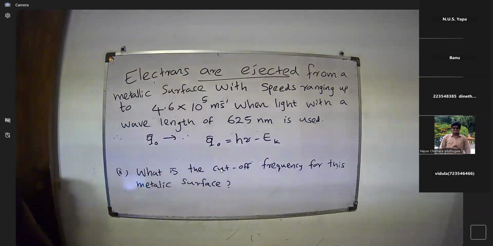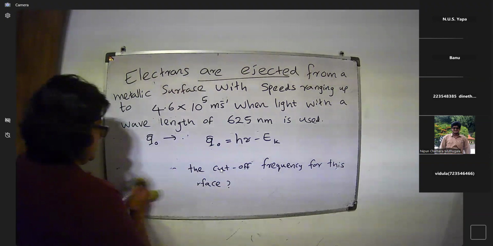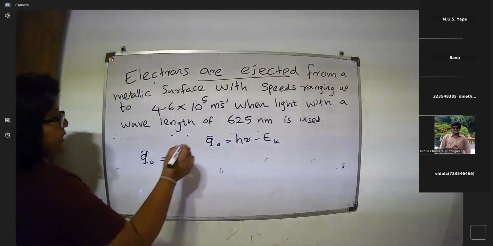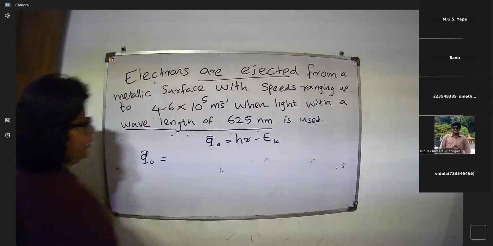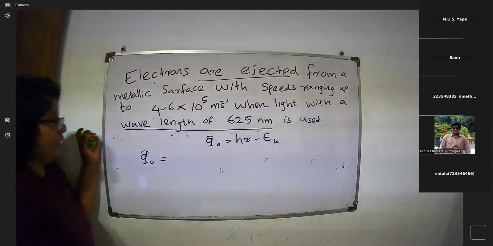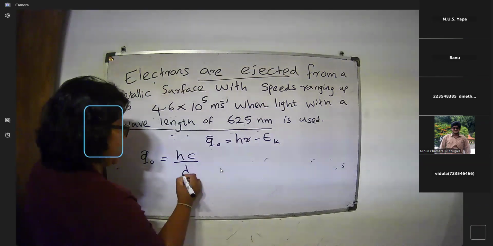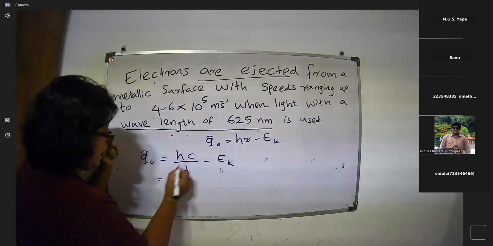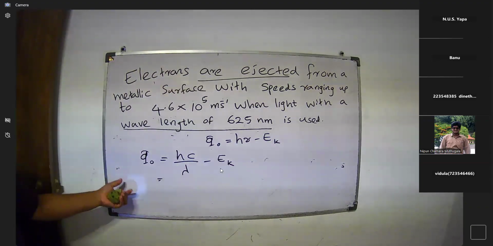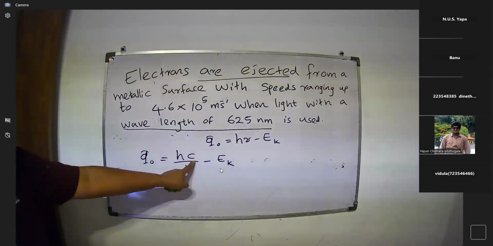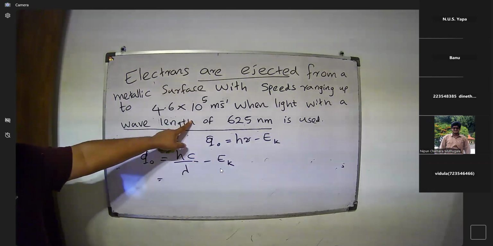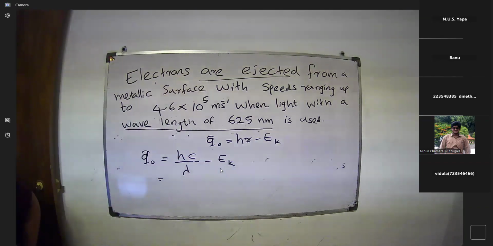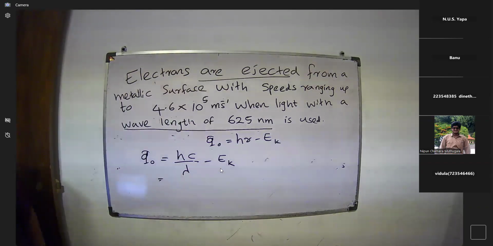Okay. Then we have to find phi naught and the given wavelength. The given value of wavelength is 625. Then this can be rearranged as hc over lambda minus Ek. Others are okay. h is the Planck constant, and for the calculation these values are given: Planck constant, velocity of light, the wavelength lambda, and Ek is the kinetic energy. How do we find the Ek value? How do we find the Ek?